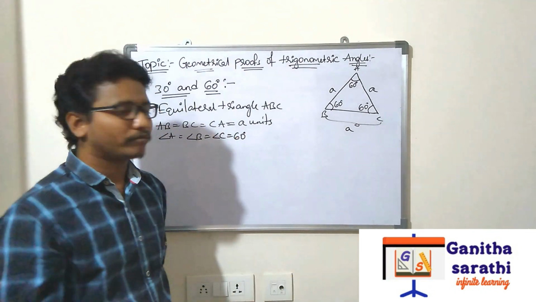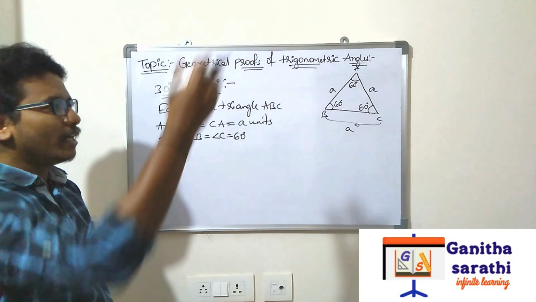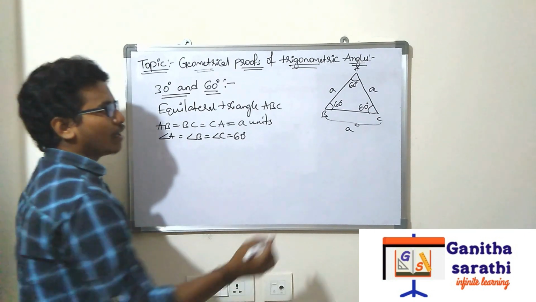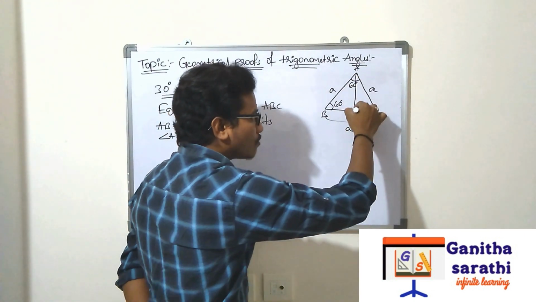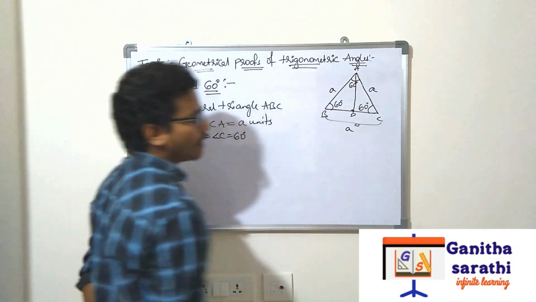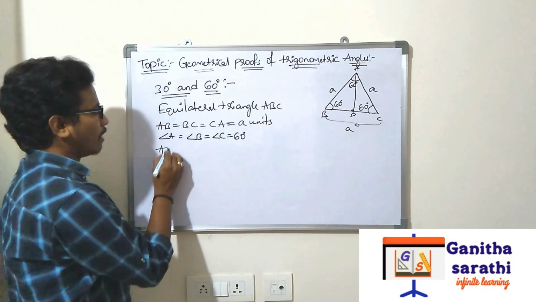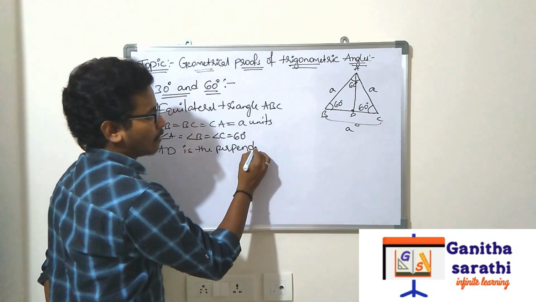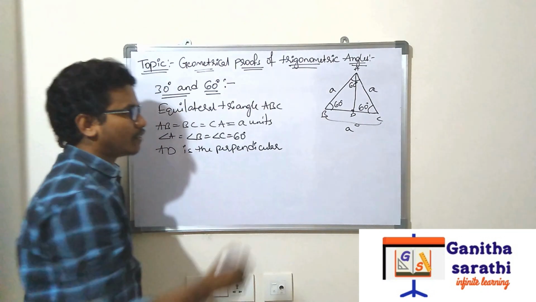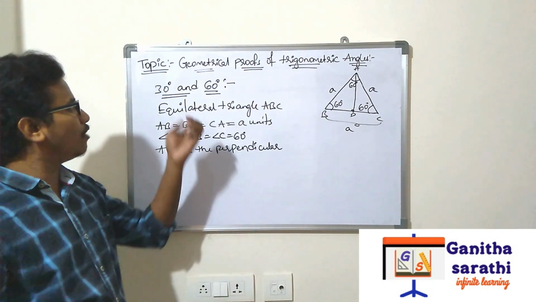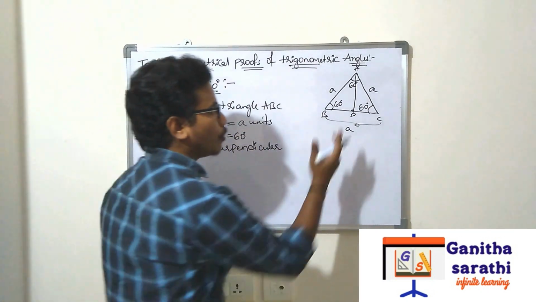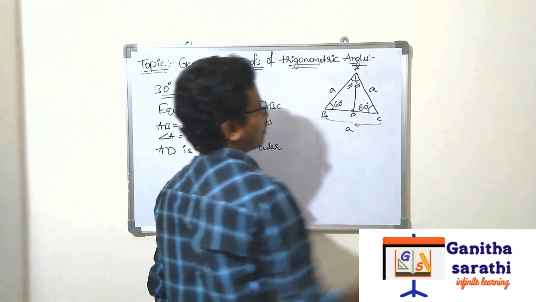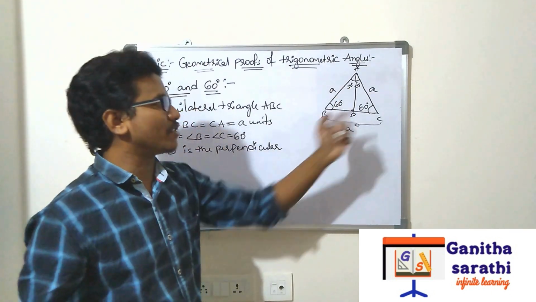Okay. Now, draw a perpendicular from point A to side BC. Take it as D. AD is the perpendicular. Why am I making that? Because here we are going to find 30 degrees and 60 degrees. If you bisect this one, what will you get? You will get 30 degrees here and 30 degrees here, right? 30 degrees, 30 degrees, 60, 60. Okay.